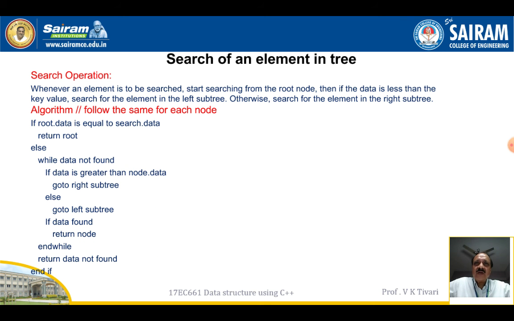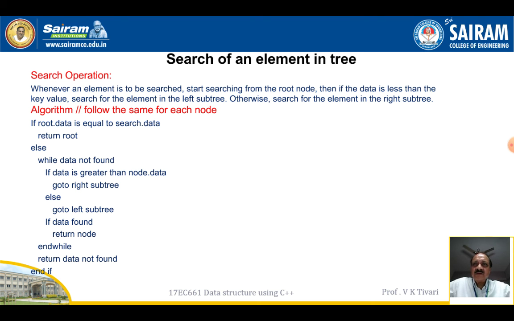Search of an element in tree. Search operation. Whenever an element is to be searched, start searching from the root node. Then if the data is less than the key value, search for the element in the left subtree. Otherwise, search for the element in the right subtree. We use the same approach everywhere in the search operation.